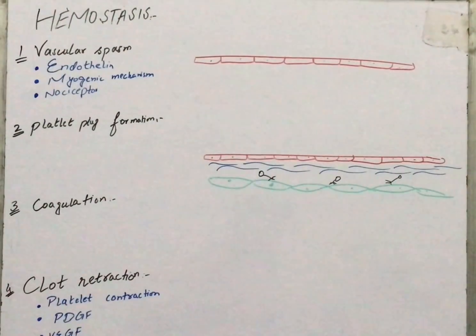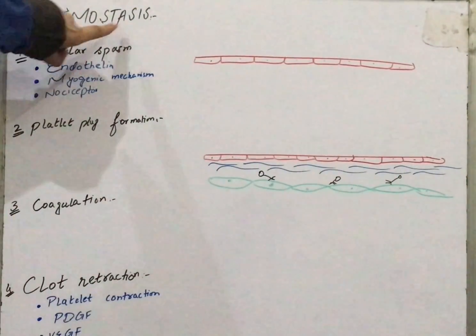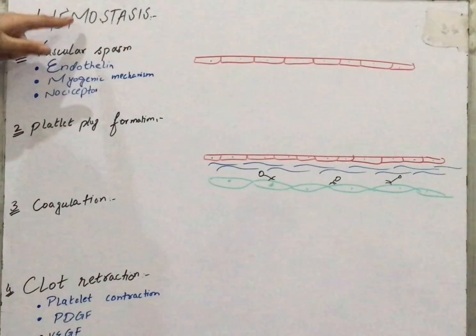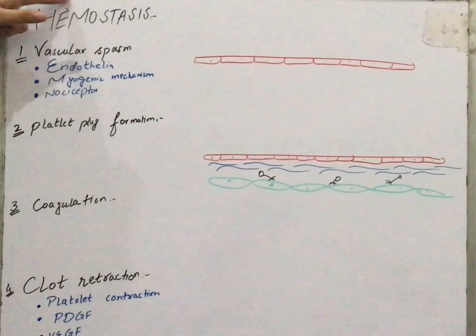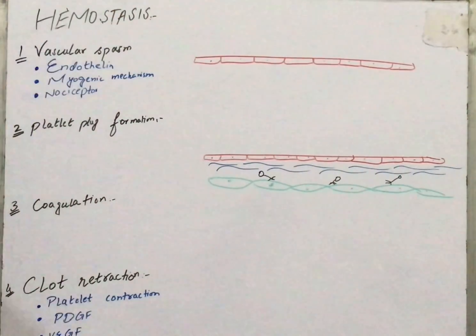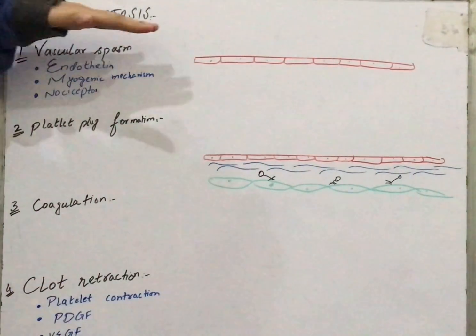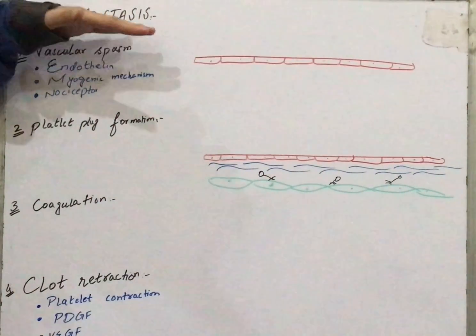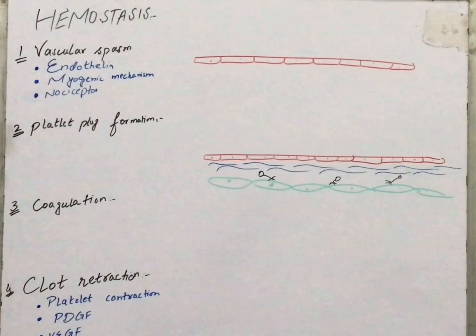Hello everyone. Today we are going to study hemostasis. As the name indicates, hem means blood and stasis means slowing down. So in this process there is slowing down or stoppage of our blood leakage.